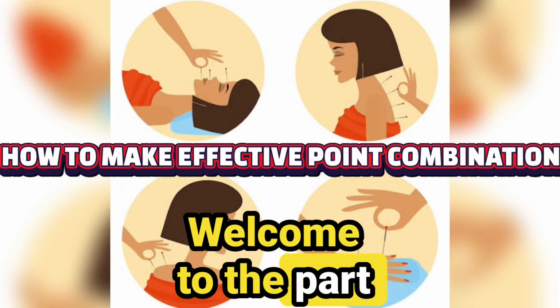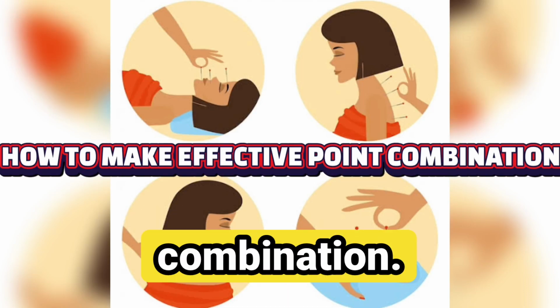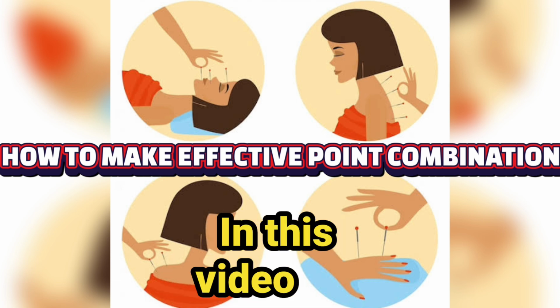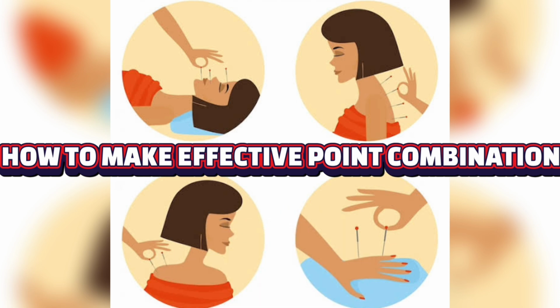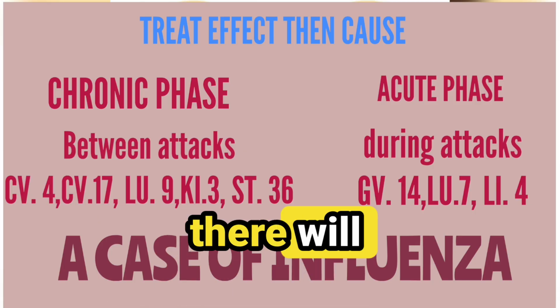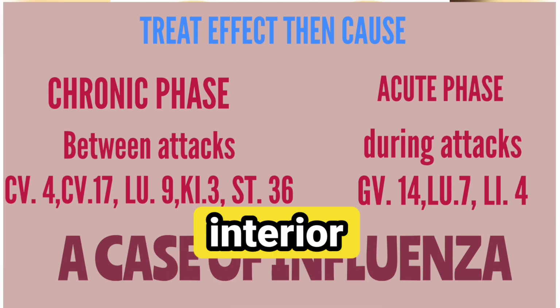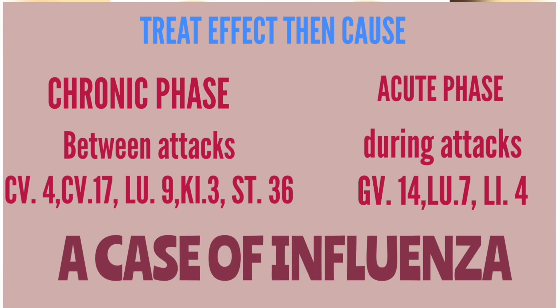Welcome to part 2 of how to make effective point combinations. In this video, we will continue from video 1 where we ended. When treating effect and cause, there will be a condition where there will be a chronic interior plus acute exterior problem.